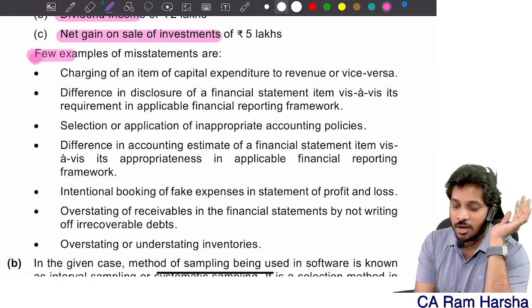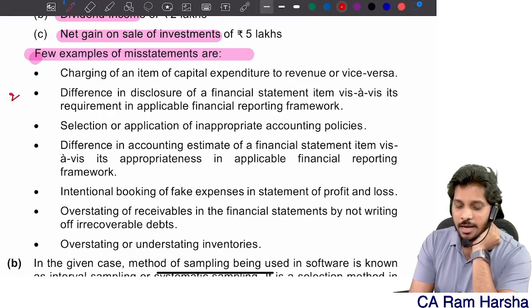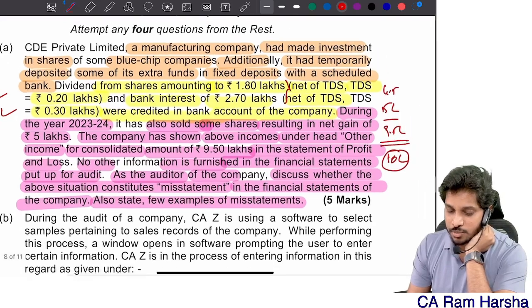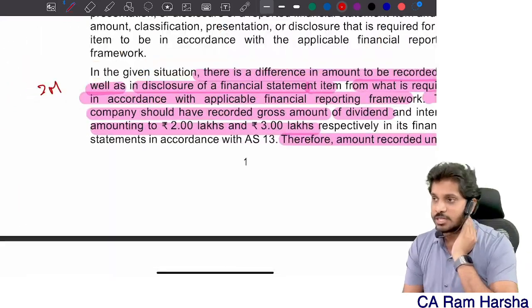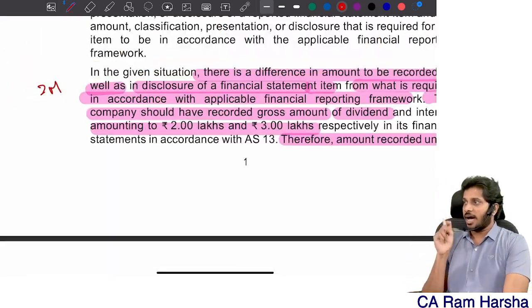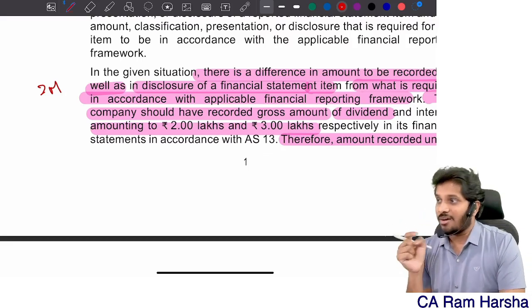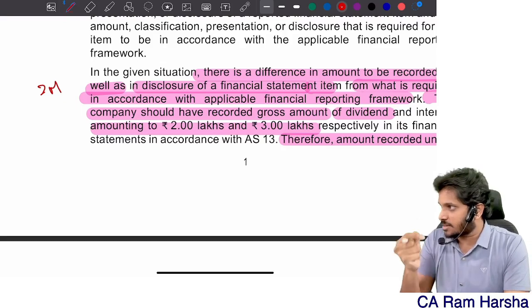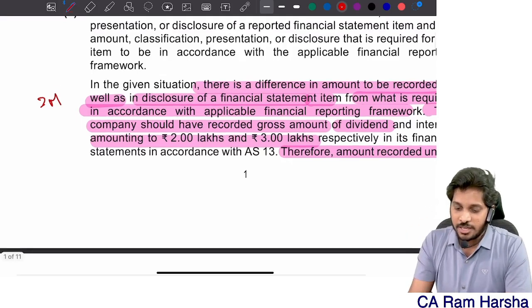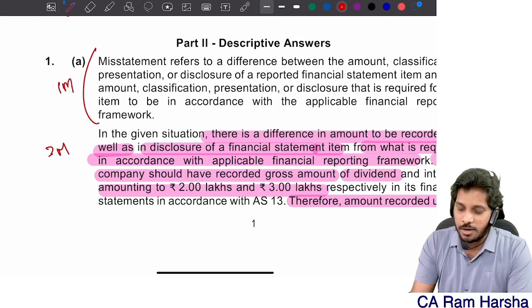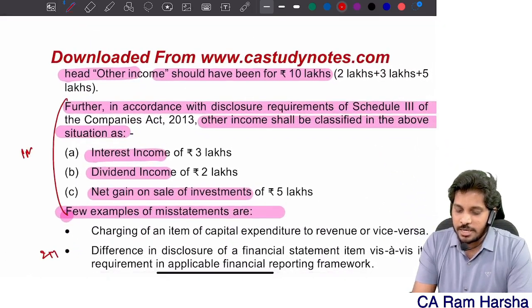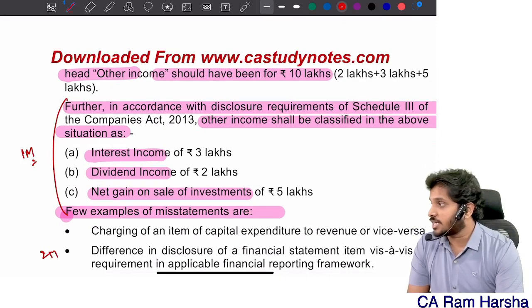Second part of the answer, a few examples of misstatements. I think the question is for 5 marks. So the first part, identifying the misstatement that happened in the given question and explaining that carries 3 marks weightage. Definition of misstatement will have a weightage of 1 mark. This analysis will have 1 mark, and the disclosure requirement is there now. For this also there is 1 mark.